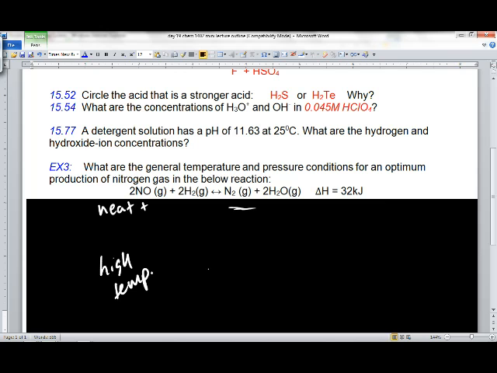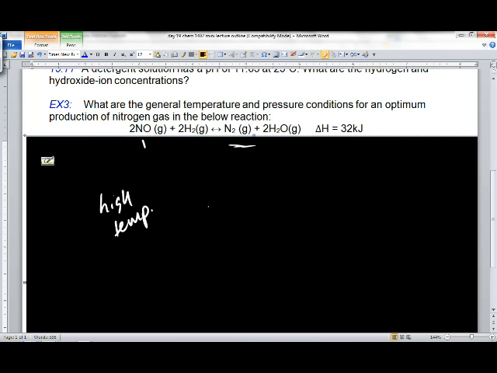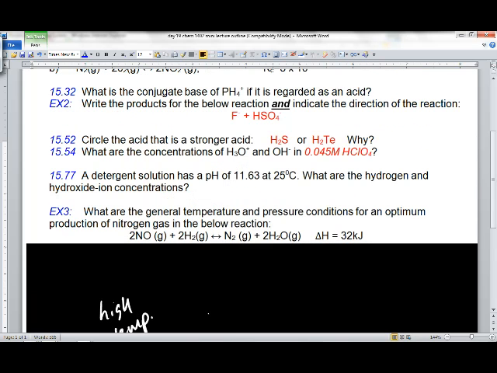Pressure. Okay? How many gas molecules on this side? 4. On this side? 3, right? 2 and 1, 3. Okay. So which side has high pressure? Yeah. This is my high pressure side. Okay. And I want optimum N2.